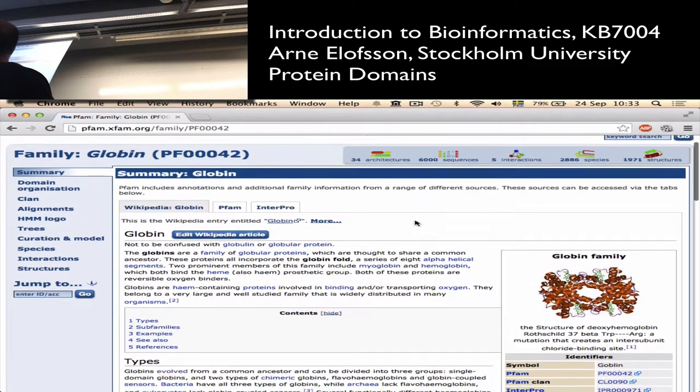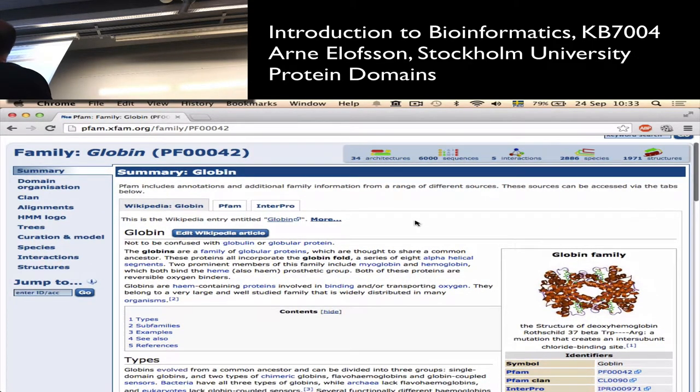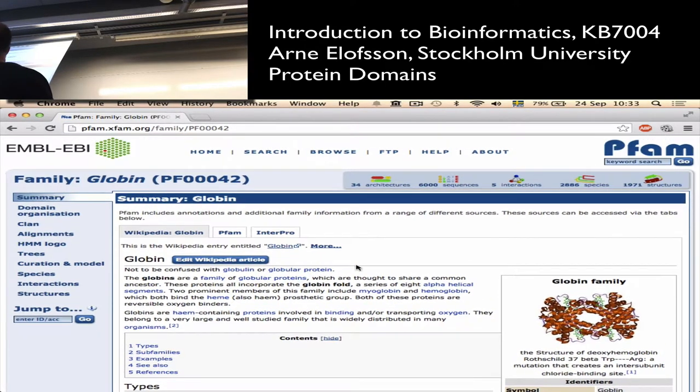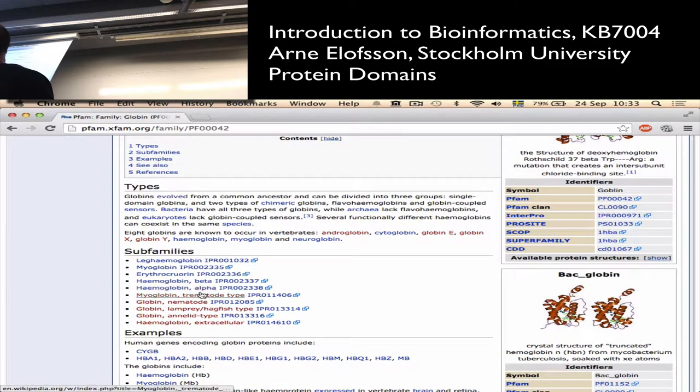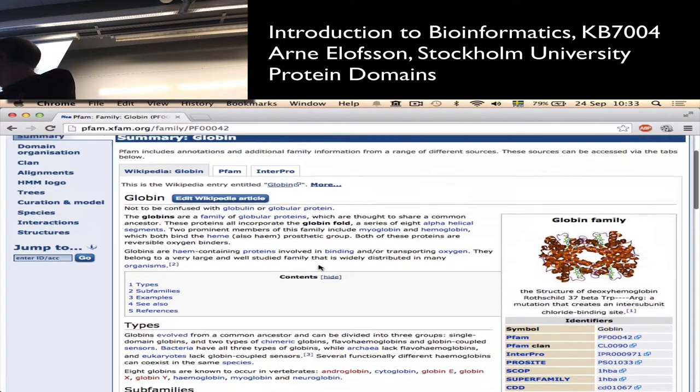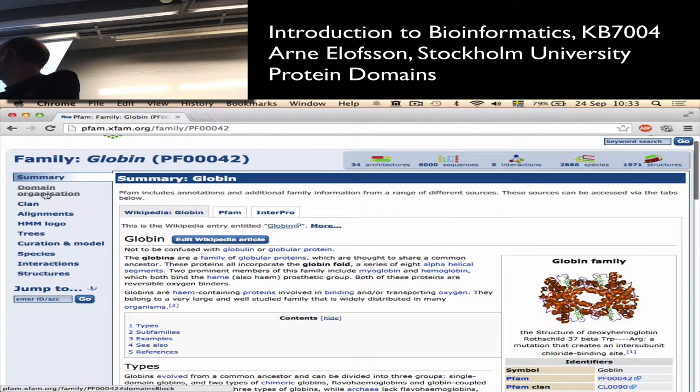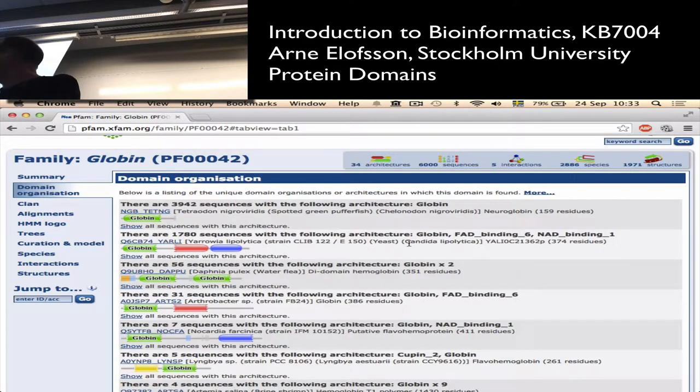So the description is actually a Wikipedia page. It looks just like Wikipedia. And you have subfamilies nowadays. So you can look at domain organization. That's like, what is globin found with? So globin is maybe not the best example, but there are some combinations.